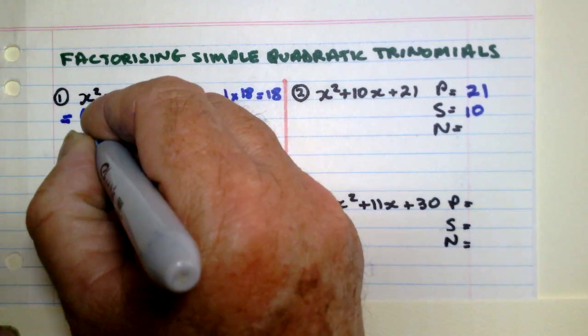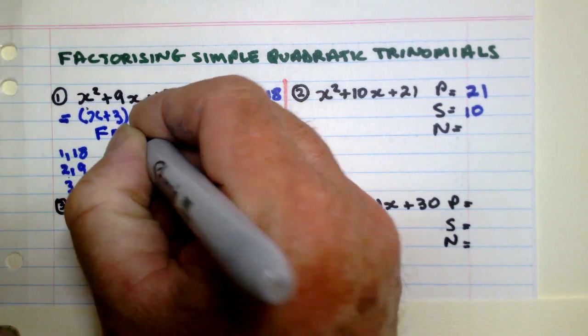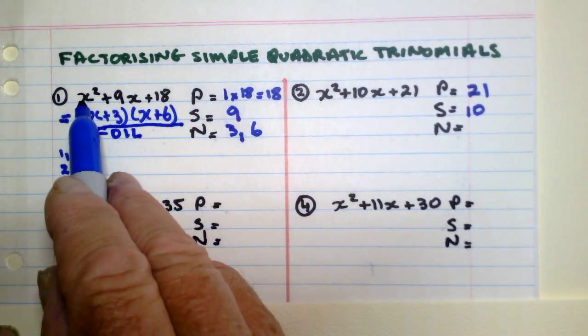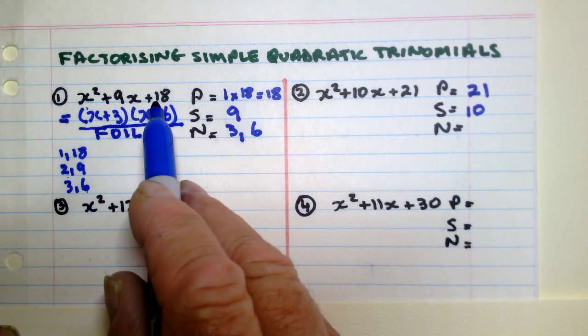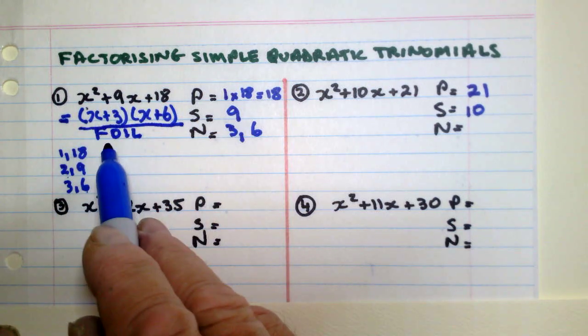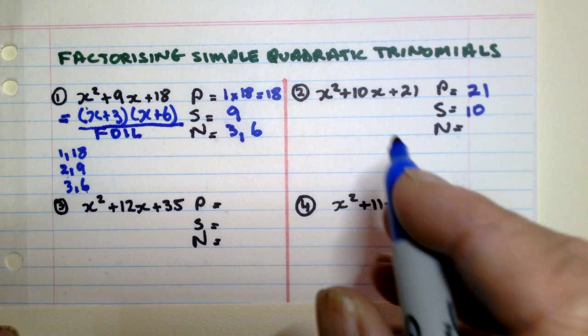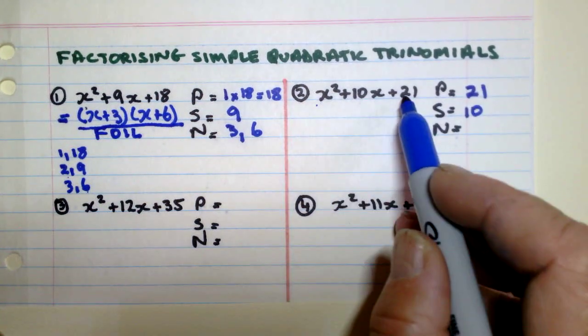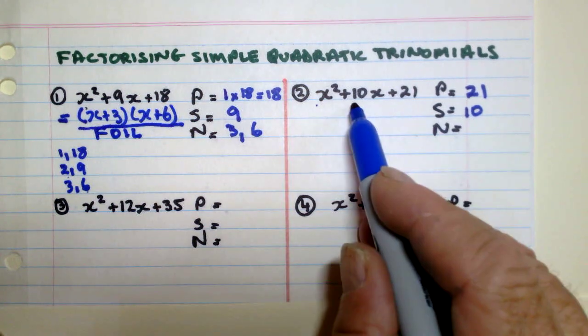I can check my answer by using FOIL to expand the brackets here, and I will get back to x squared plus 9x plus 18 once I use FOIL and collect the middle terms. Okay, what about here? Well, we've got the product. It's 21, remember? 1 times 21 is 21. And the sum, yep, 10.